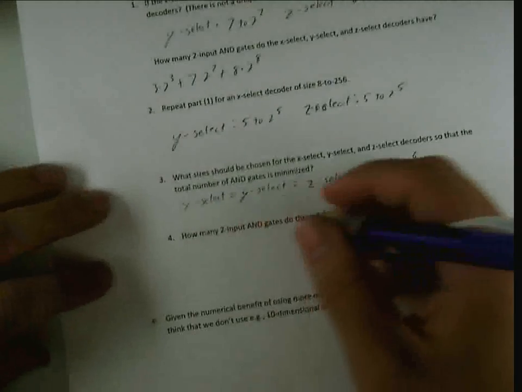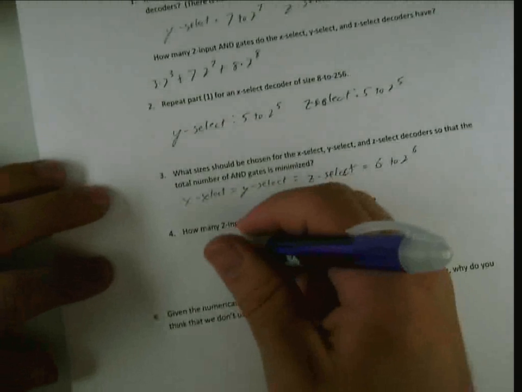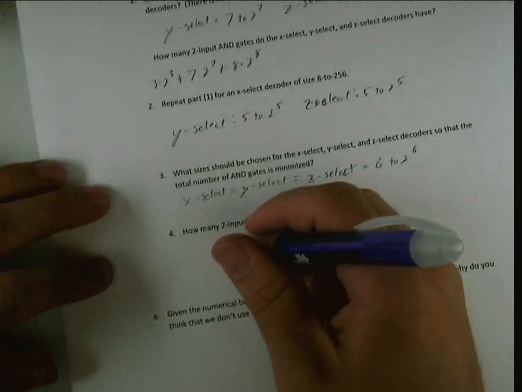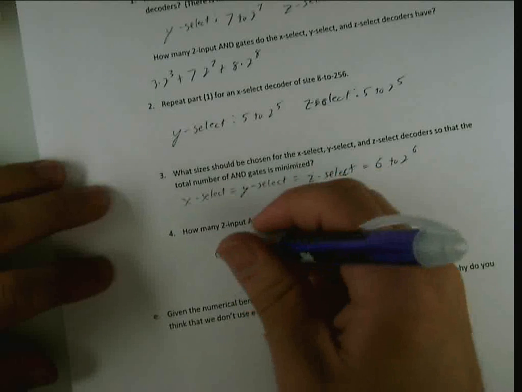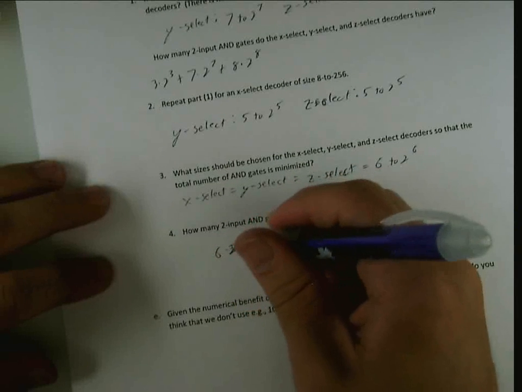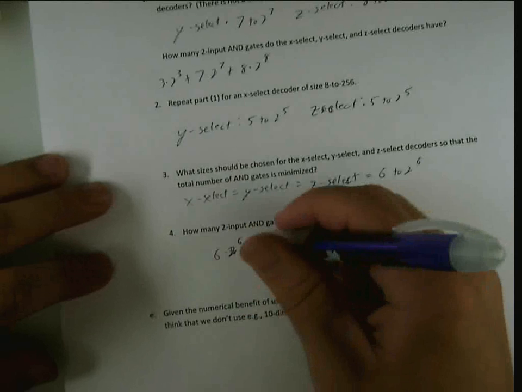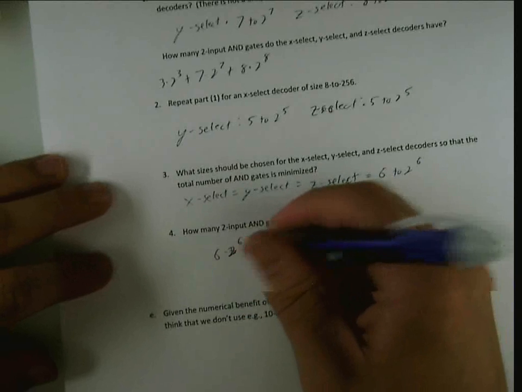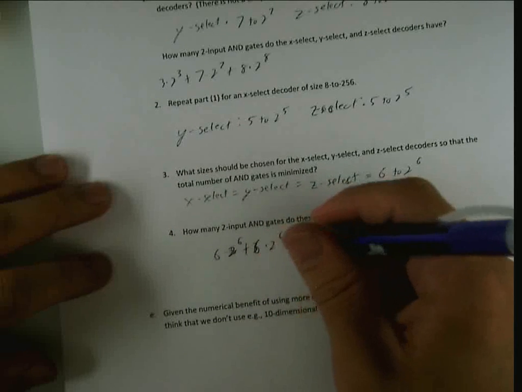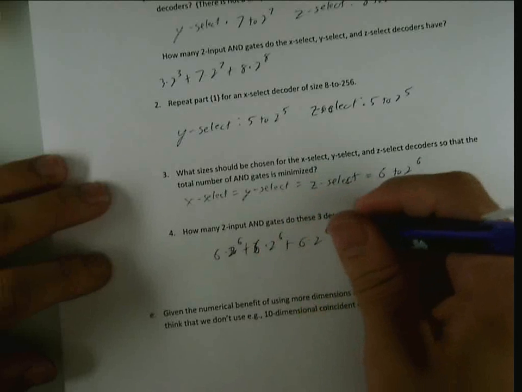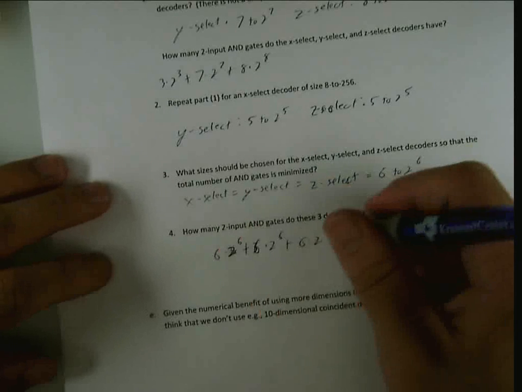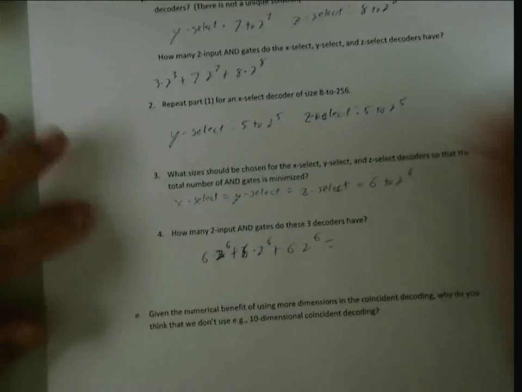And how many 2-input AND gates do these decoders have? So 2 times 2 to the 6th times 3. Actually, I want to keep them in the same form, so 6 plus 6 plus 6 times 2 to the 6th, which equals some number I can't calculate in my head.